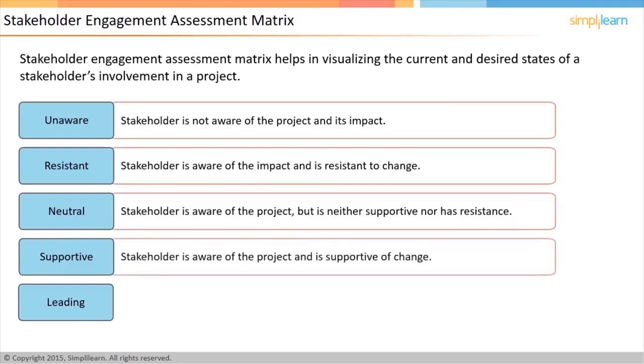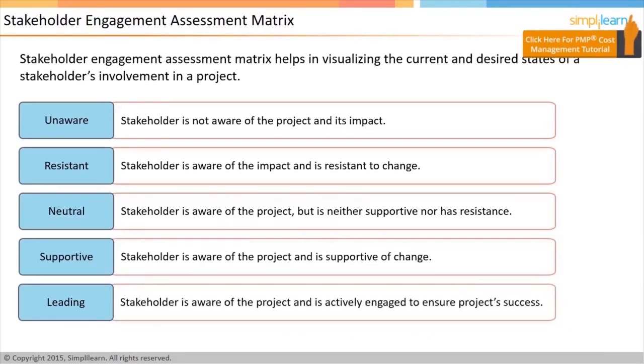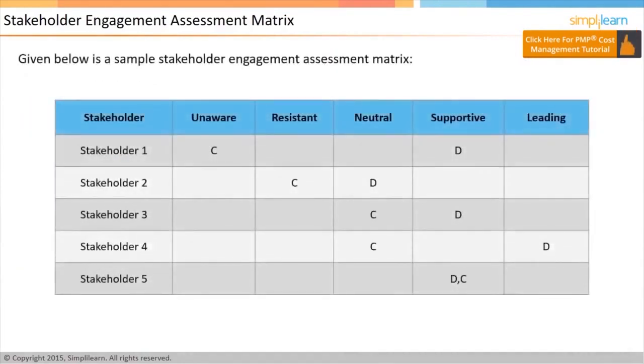Supportive is where the stakeholder is aware of the project and its impact and is supportive of the change. Leading is where the stakeholder is aware of the project and impacts and is actively engaged to ensure that the project is successful. Let us now look at the matrix.